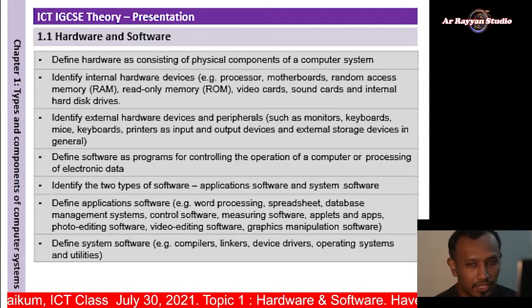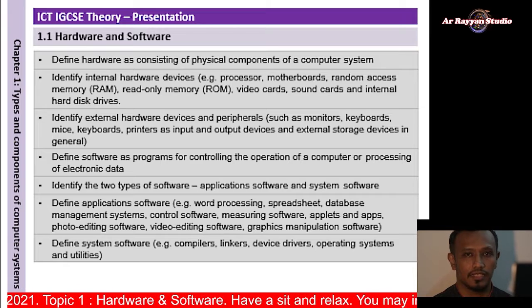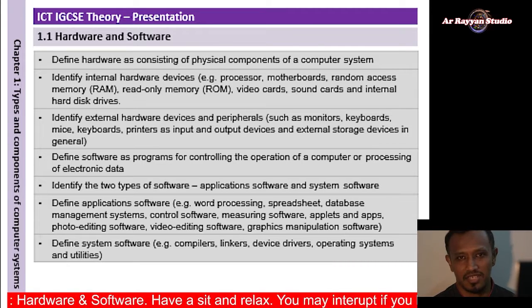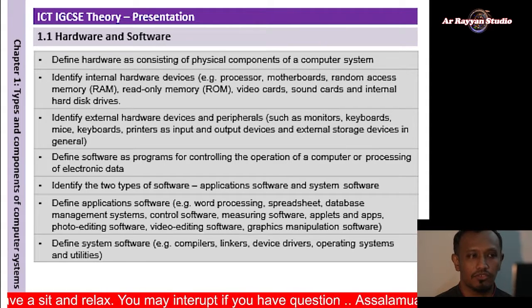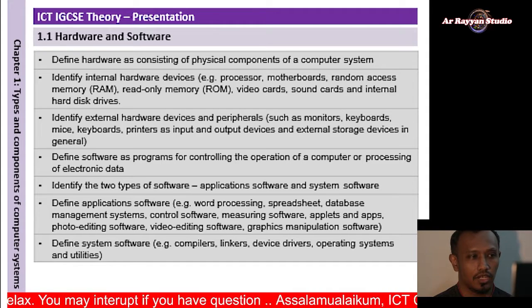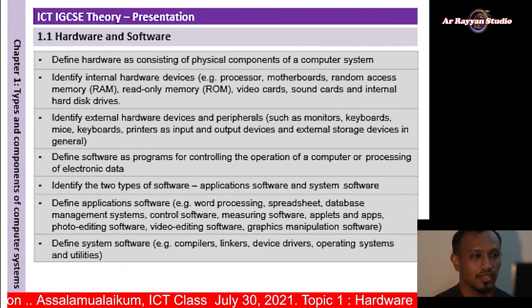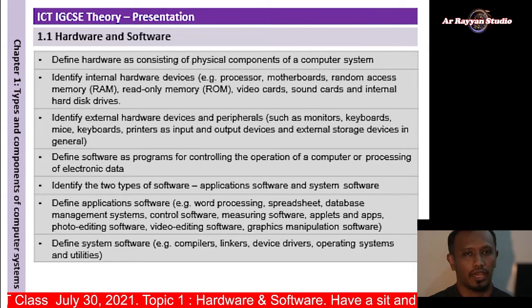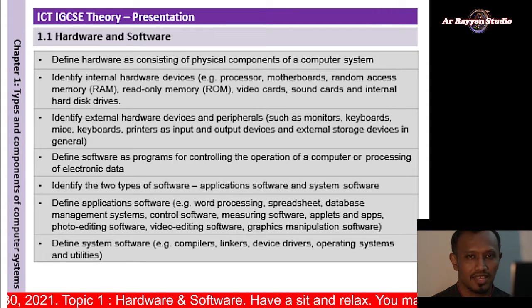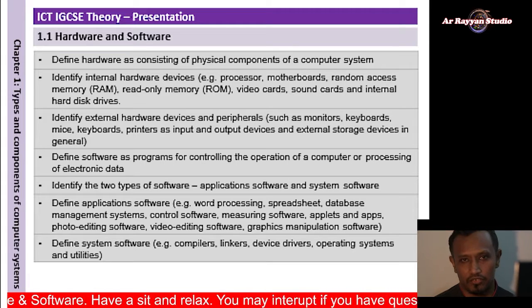In this topic, we will learn to define hardware, such as the physical components of a computer system. Then we will learn to identify internal hardware devices, and also external hardware devices. Then we also learn to define software. Software means a program to control the operation of a computer or the processing of electronic data.